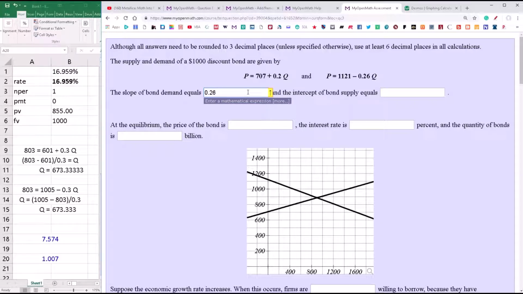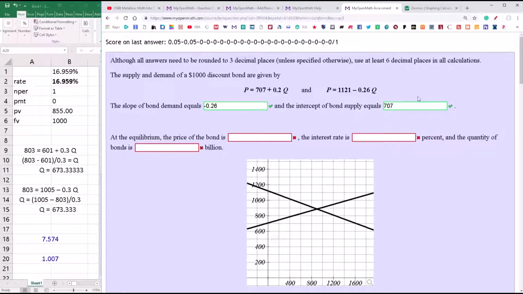And I'm going to change that long dash to just a shorter dash from the keyboard. And then the intercept of the supply curve, just to make sure that we know which is 707. Okay, instead of using Excel, I'm going to go ahead and use Desmos that I showed you in the previous problem, Desmos.com, to calculate the equilibrium price of the bond and the equilibrium quantity of the bonds.